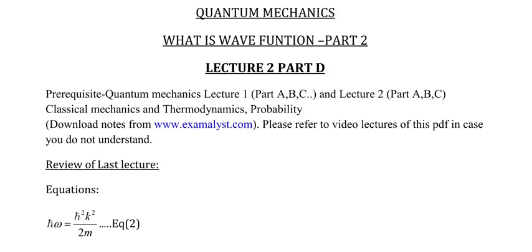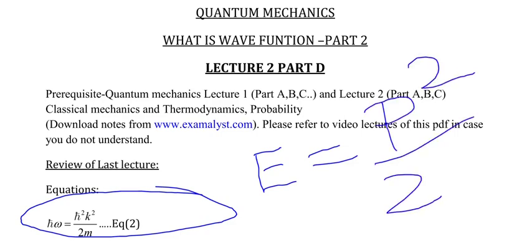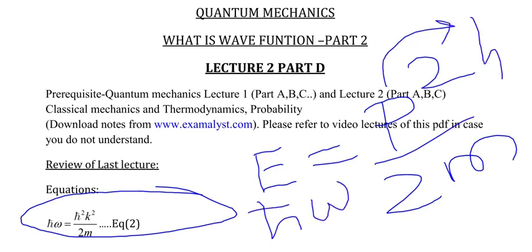So we already discussed in part 1 the most important equation that we called equation number 2. So what was equation number 2? Equation number 2 is made up of the classical equation E equals P squared divided by 2m. When we go from the classical to the quantum mechanical, we replace the E with h cross omega and we replace the P with h cross k. I hope you remember this. Okay, and we get the equation now.